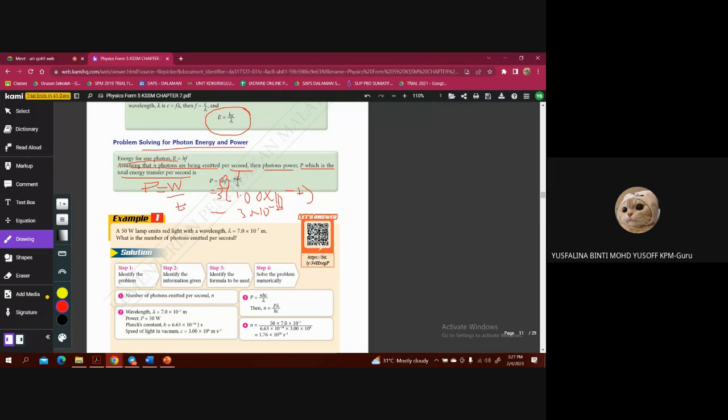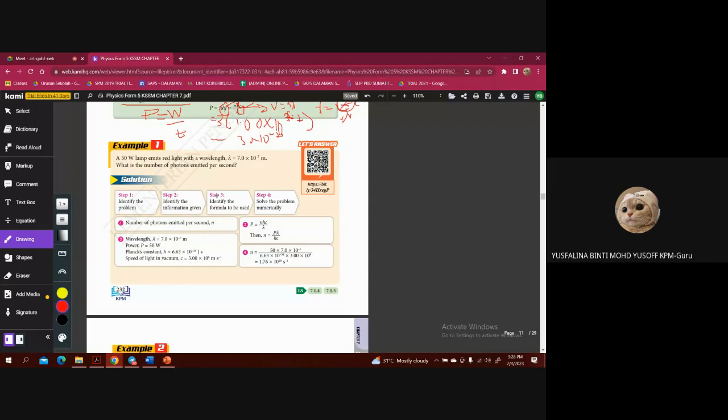Okay, and this one is actually the derivation for f, right? And this one comes from where? From v is equals to f lambda, right? f is equals to v over lambda. But this v, we replace it with c, because we know that electromagnetic waves have the same speed as light. So we just change it to c. So don't be confused here. c actually is the speed of light. So then we got the answer, right?